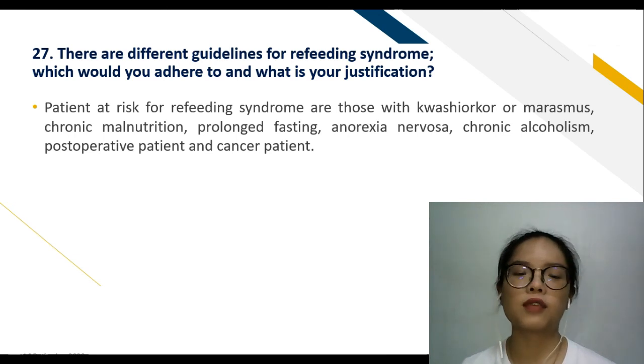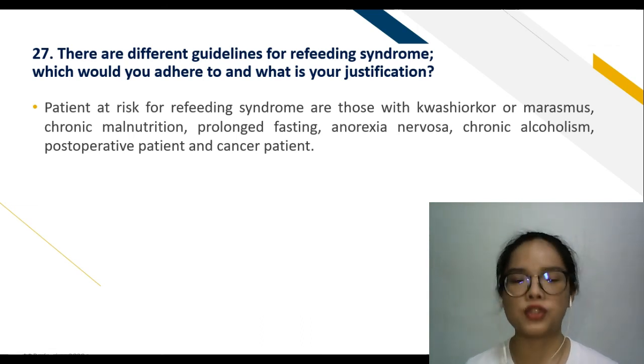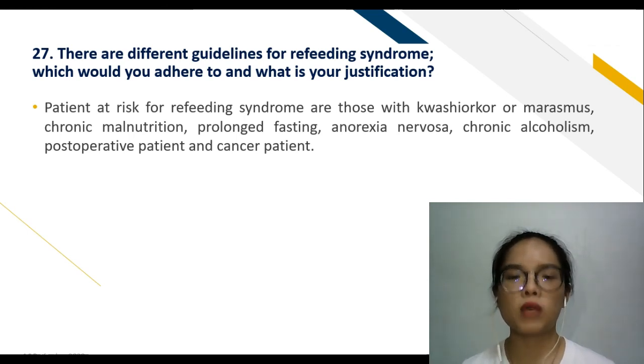Patients at risk of refeeding syndrome are those with ketoacidosis or malaise, chronic malnutrition, prolonged fasting, anorexia nervosa, chronic alcoholism, post-operative patients, and cancer patients. So for this case, if John is initiated on enteral feeding, he is at high risk of refeeding syndrome. So his feeding regime must be monitored and evaluated from time to time.